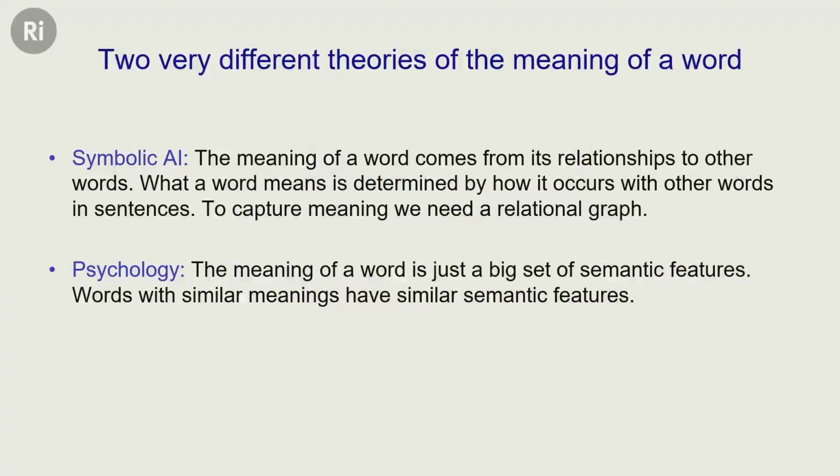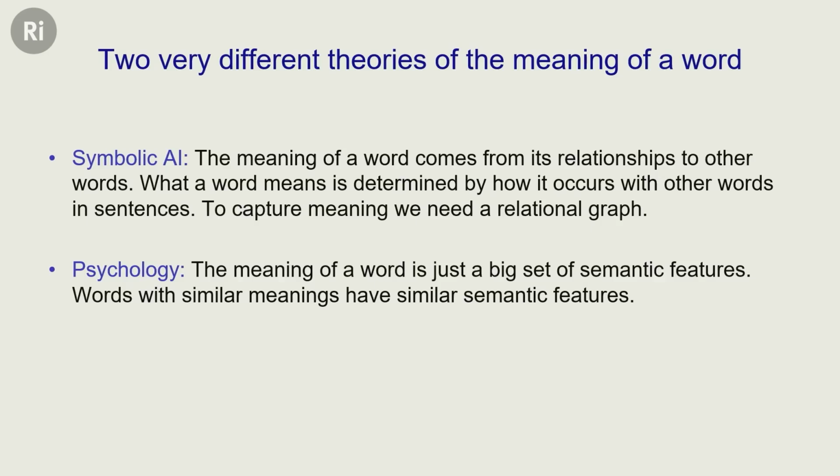Okay. So here are two very different theories of the meaning of a word. The symbolic AI theory, which goes back to de Saussure, a long way, is that the meaning of a word has to do with its relationships to other words. You can't just define it by itself without talking about other words. And so to capture meaning, we need something like a relational graph.